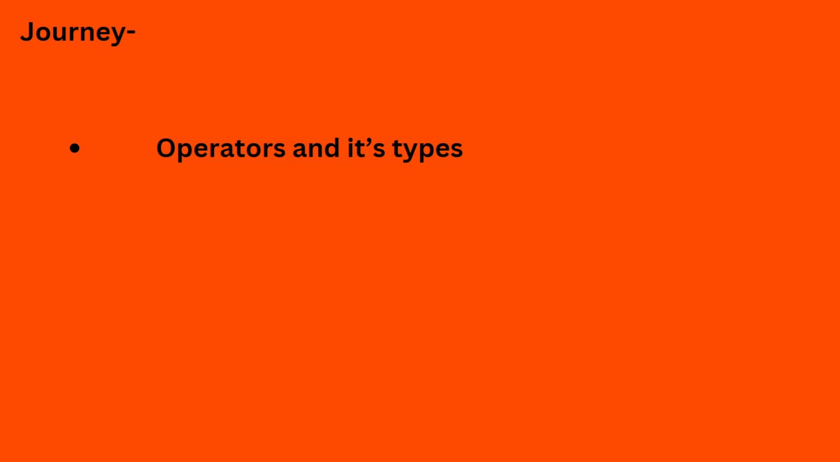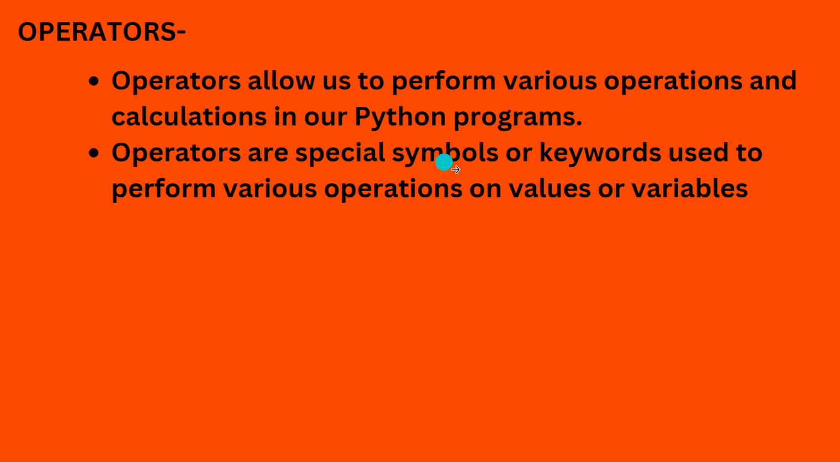Let's get started. Operators. Operators are special symbols which are used to perform various operations and calculations on values or variables. We are operating on variables, understanding? So we became doctors now. We are operating on variables, not on patients.